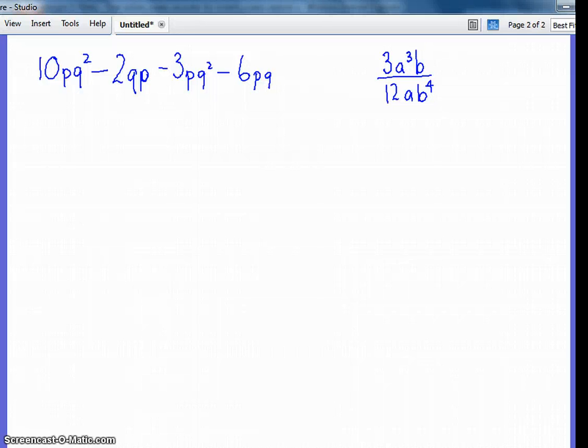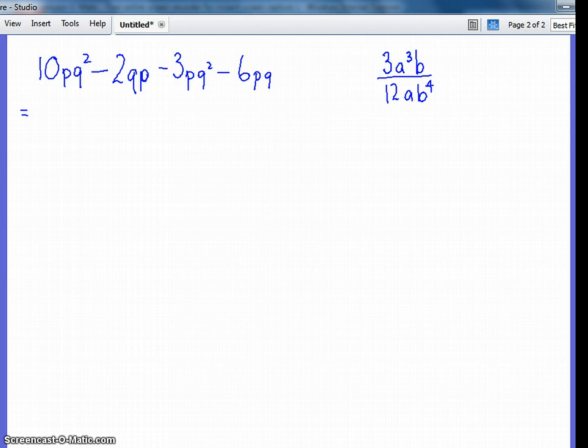What we're looking at is just reviewing exercise 1B, and some of the questions that I think are quite important. This first one is about like terms, collecting like terms, and the second one is about simplifying algebraic expressions. So in the first one, we're collecting like terms.